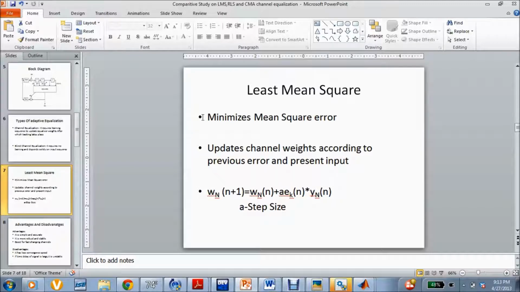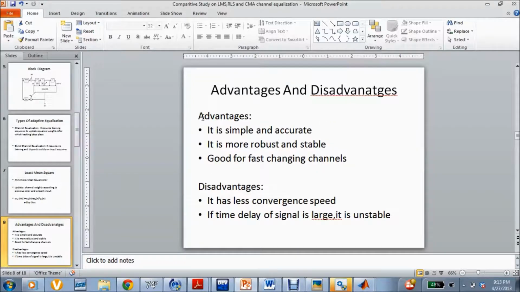equalization, that is least mean square. The objective here is to minimize the mean square error. As I mentioned before, the channel weights are updated based on the error function, which is multiplied by the input vector, that we can see here, w of n plus 1. It is manipulated with the help of a single parameter, the step size. Based upon the value of step size, the convergence rate can be manipulated.